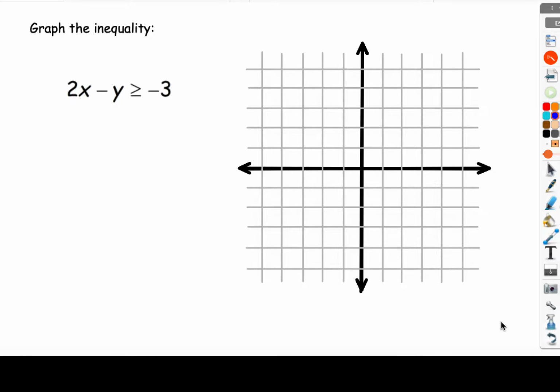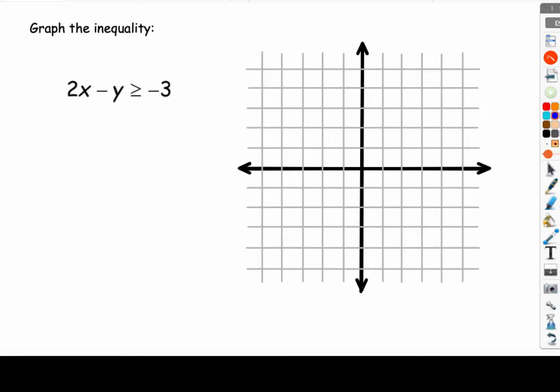All right, this video is going to talk all about how to graph a system of inequalities. But in order to understand graphing a system of inequalities, first let's review very quickly how you graph a single linear inequality. On the screen, we've got 2x minus y is greater than or equal to -3.